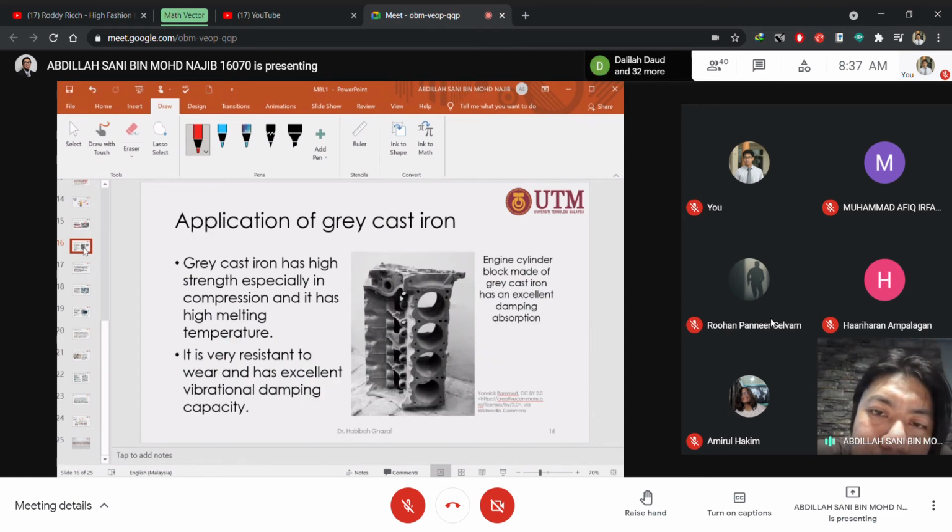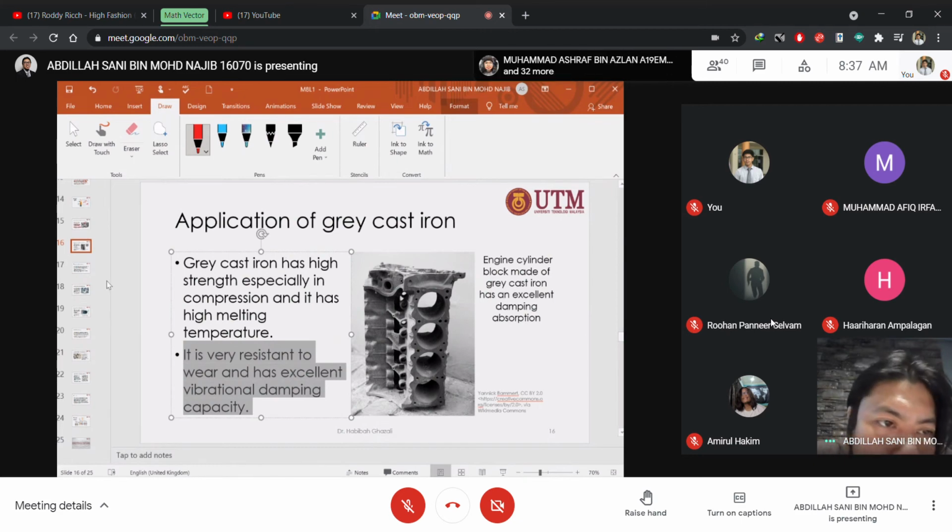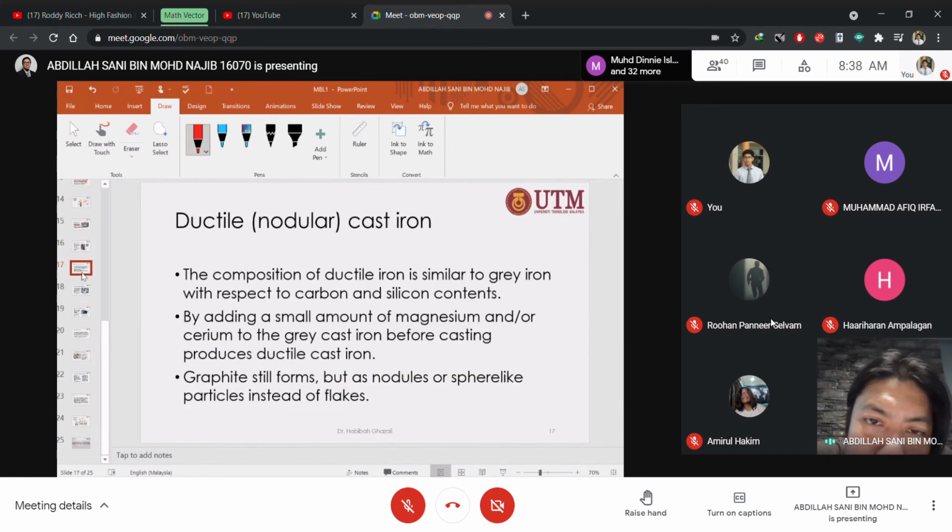So the application of gray cast iron: it has high strength, high melting temperature, is very resistant to wear, and has excellent vibrational damping capacity. So we use it as the material for the engine cylinder block, because this cylinder block will vibrate very much. So it needs something that has this damping capacity.